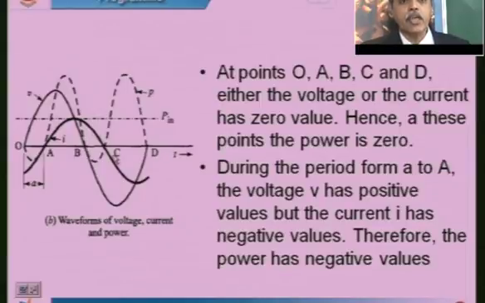Again from B to C, the voltage is negative, current is positive, therefore the power will follow a negative cycle. And from C to D, both voltage and current are negative, therefore I get a positive cycle for the power. Now you can see here, if you just see the power curve, it again has an average value and it is oscillating. But it is not following a sine curve during oscillations. That is because the negative half cycle is different compared to the positive half cycle.